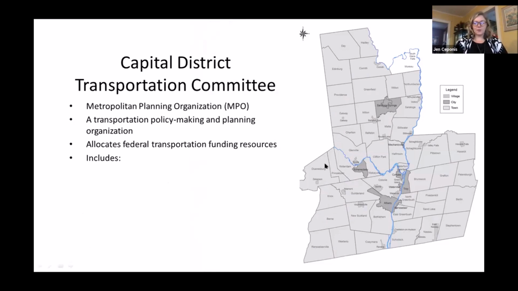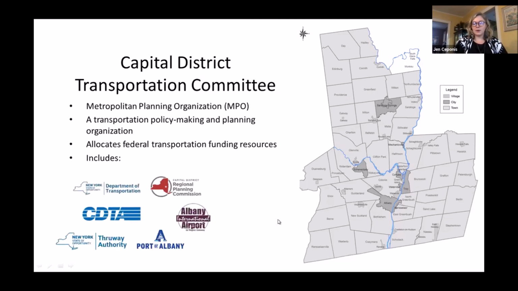So most of you are familiar with the Capital District Transportation Committee, but quickly, we are a metropolitan planning organization based in Albany, and we cover the 4 counties, Albany, Rensselaer, Saratoga, and Schenectady, and we allocate federal transportation funding resources. And we include a number of transportation authorities and organizations in the region, as well as local governments.